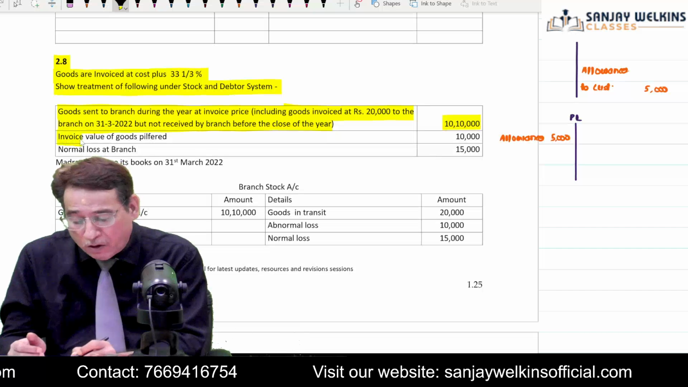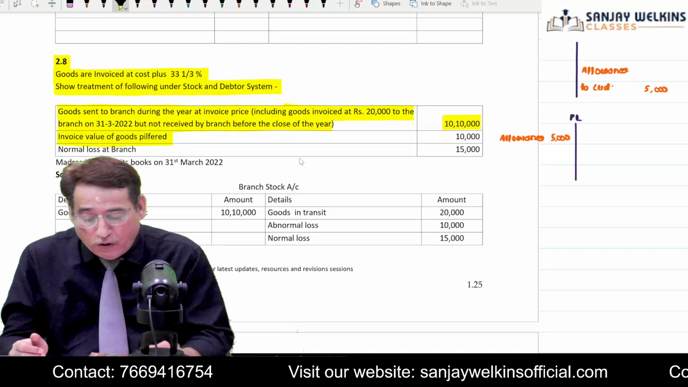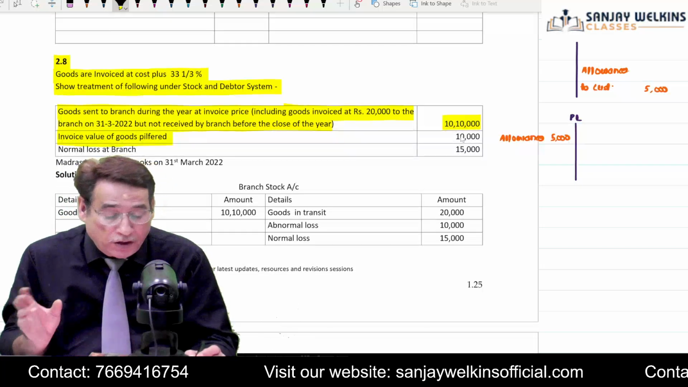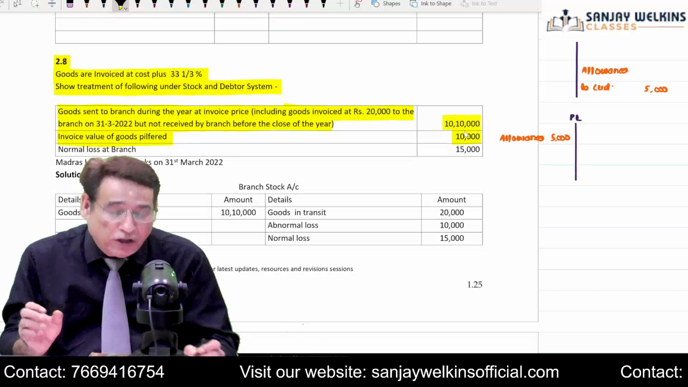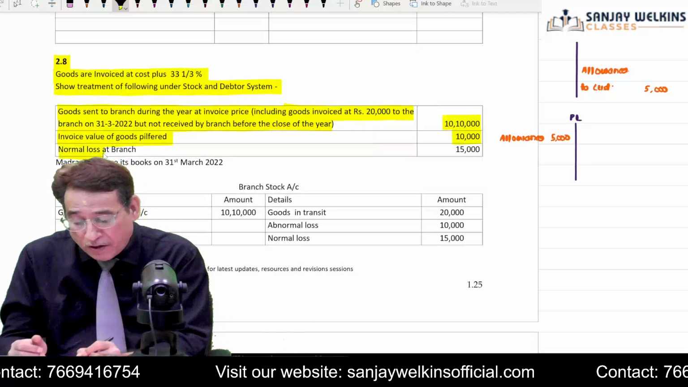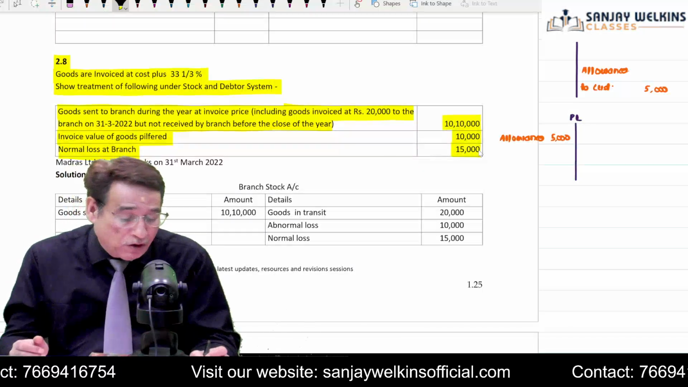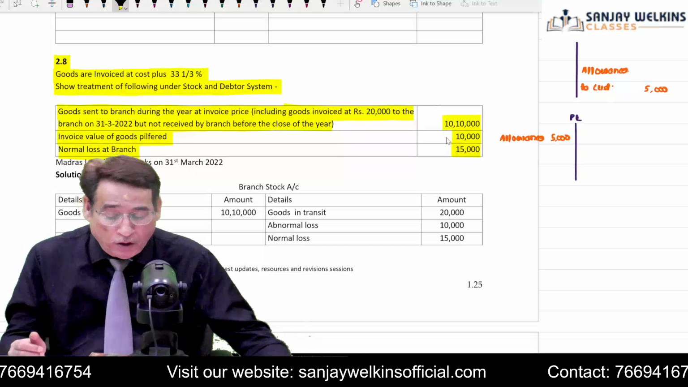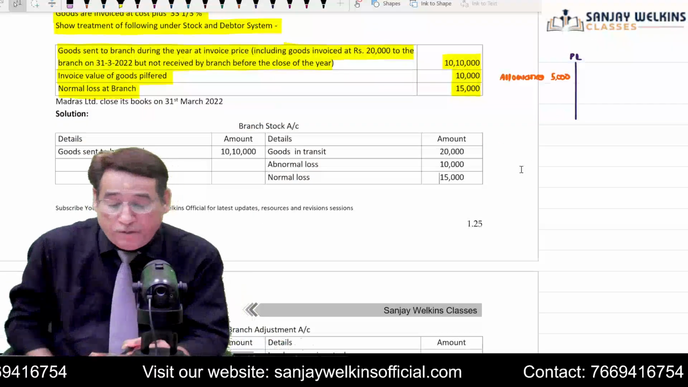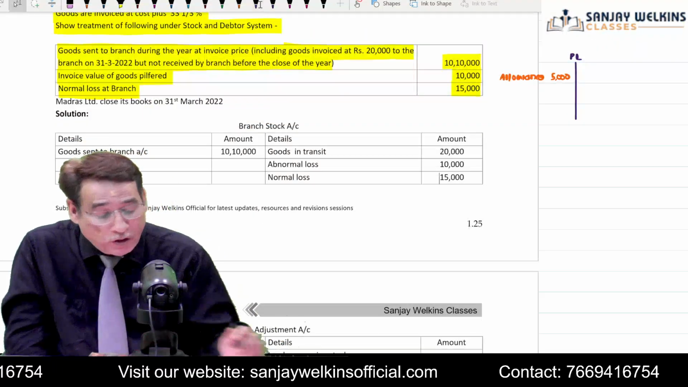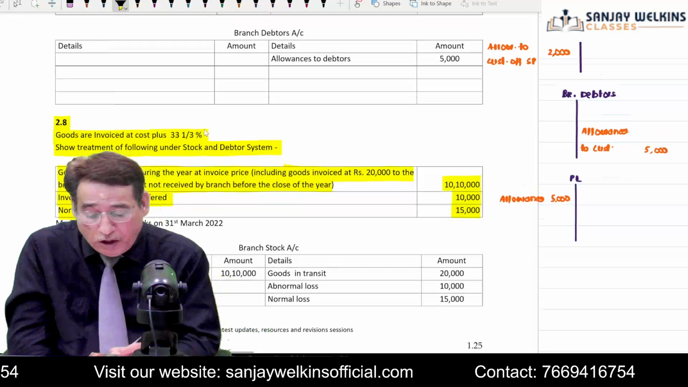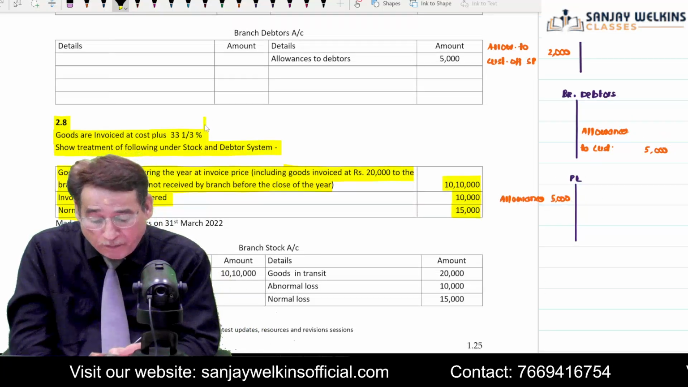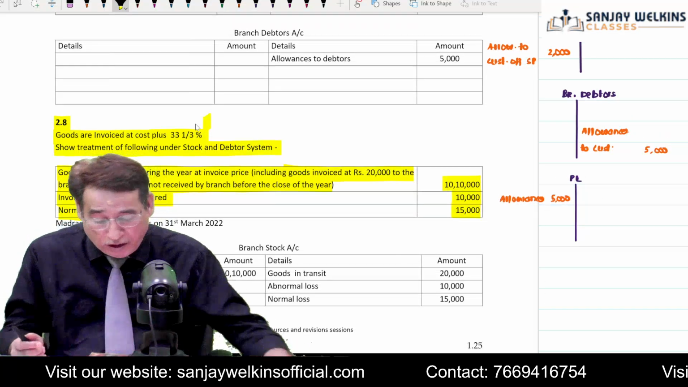Then it is also written in the question, invoice value of the goods pilfered. It will be treated as abnormal loss, I have already told you. Because it is not given clearly as normal loss at the branch, you are going to treat it as abnormal loss. Just to make the point a little bit more clear, first of all, in this question you need to understand how the rates will be computed.